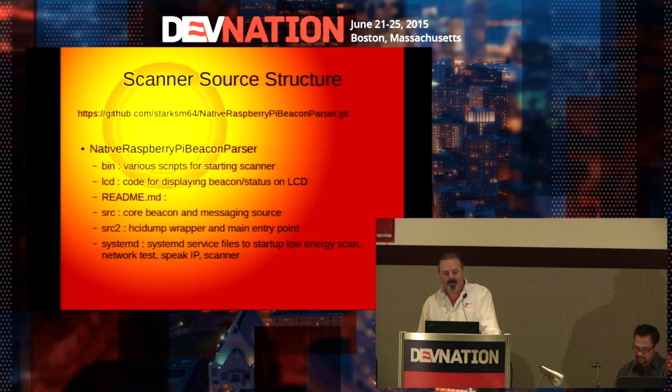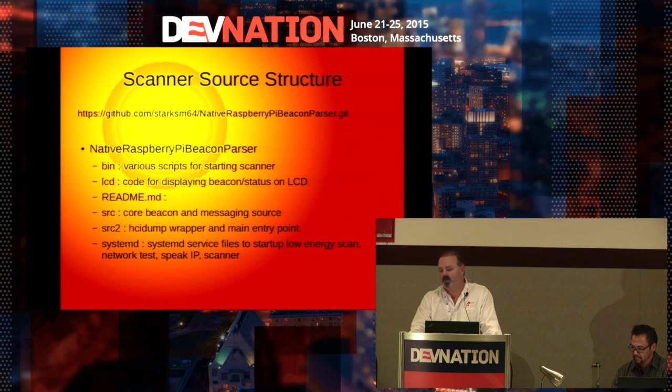And source 2 was when I went and did the full-blown native integration and added the multi-threaded architecture with averaging of the beacon signal, as well as boxing it into time slices and things like that. And this was added in that layer. And then the last interesting piece is the systemd directory, which is just the service definitions for integrating with the operating system in terms of starting various services up at boot time.